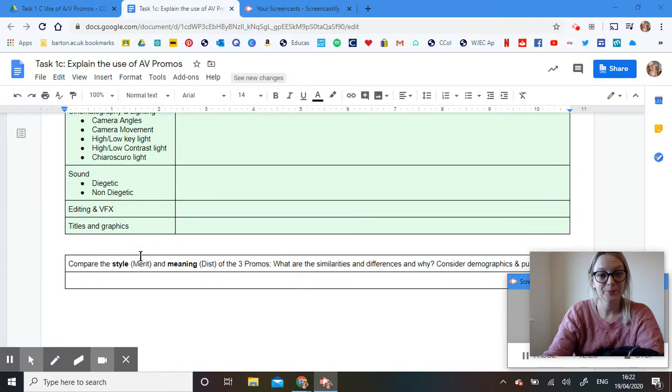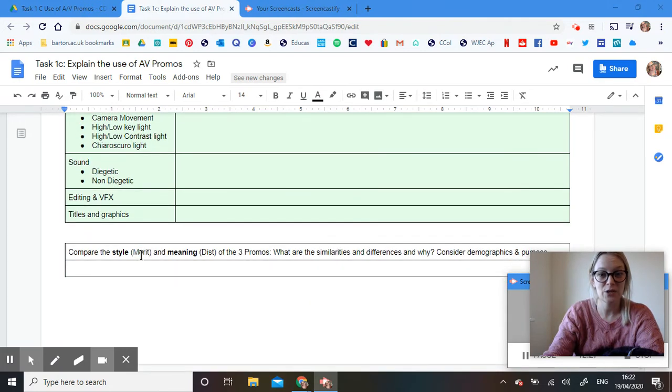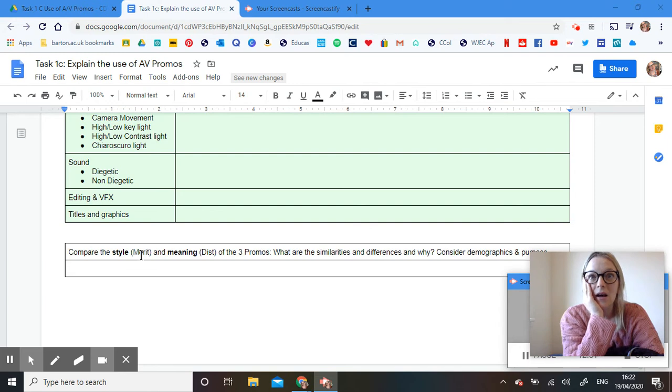Now this is the box here down the bottom. This is where you're going to be earning the higher marks. It's a summary section right at the very bottom. Please don't forget about the summary section at the bottom. You're going to be comparing the style and the meaning of your 3 products.